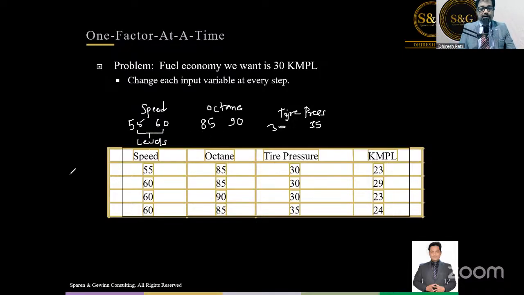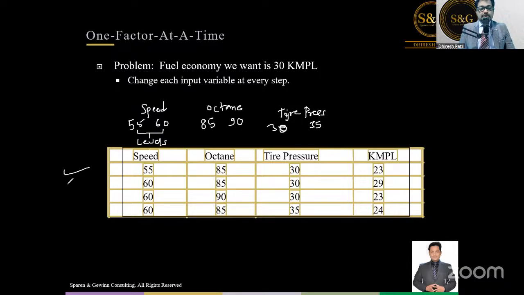Now the first experiment starts. Speed, octane and tire pressure, all the three were kept at the lower setting. You can see here, speed at 55, octane at 85 and tire pressure at 30. And the kilometer per liter was measured, which was 23 kilometer per liter.